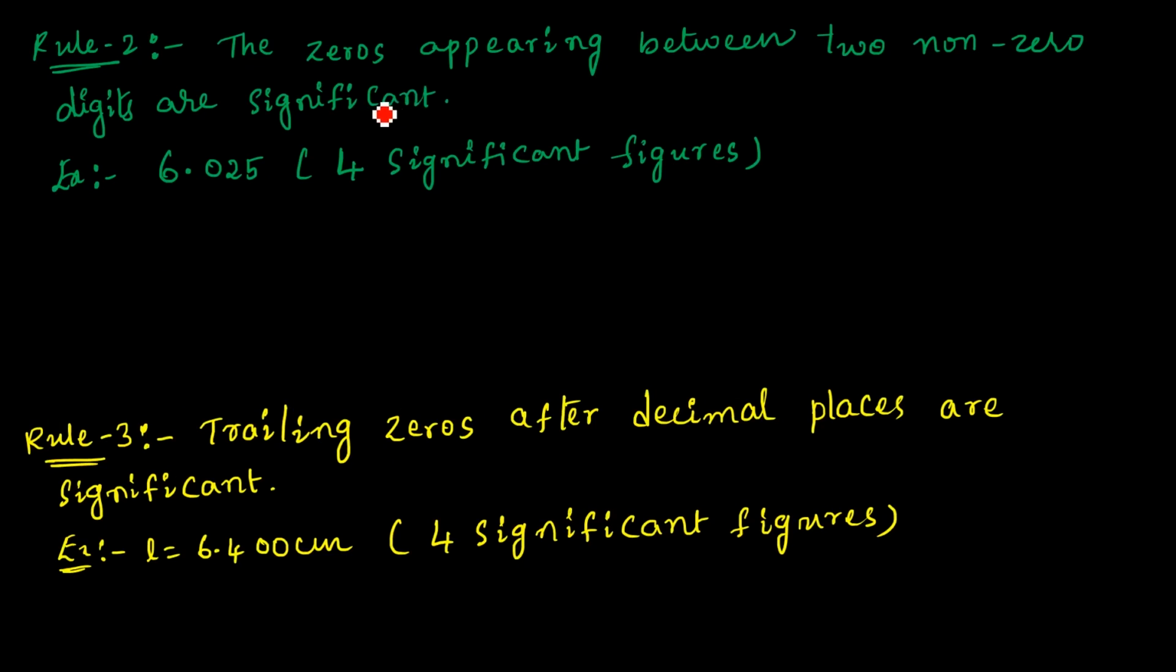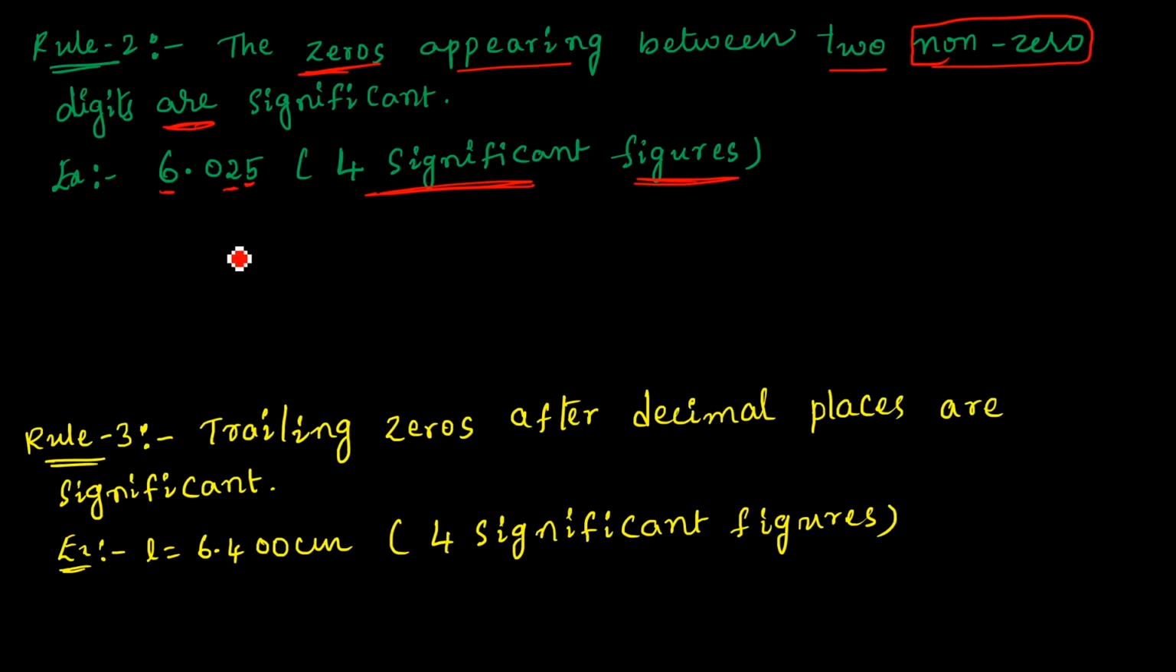The next rule is: the zeros appearing between two non-zero digits are significant figures. So here you can take this as one and this as one, and the zeros appearing in between these are significant digits. So here you can see there are 4 significant figures.